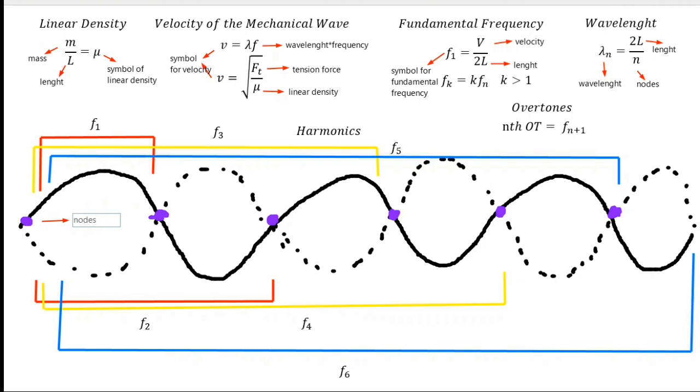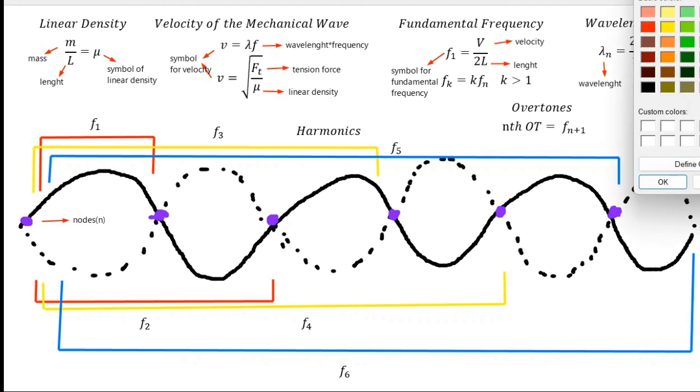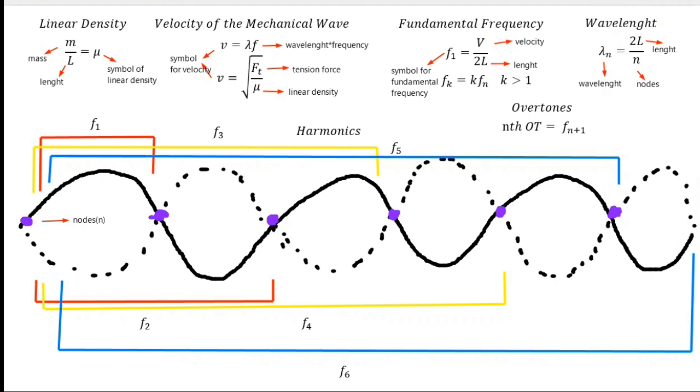So let me just write this. This is the nodes. And the top one is the antinodes. So on the wavelength equation, the thing that we're going to really use is the antinodes, not the nodes. So I'm just going to write it later. We're going to solve some problems. So this is the antinodes on the top one.